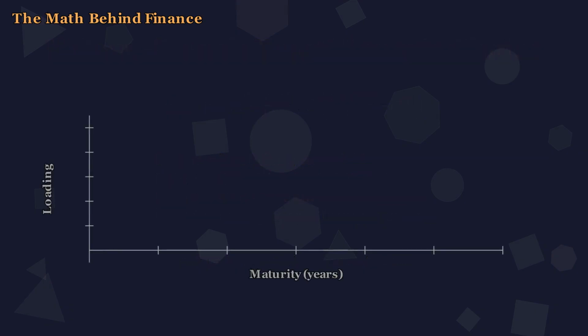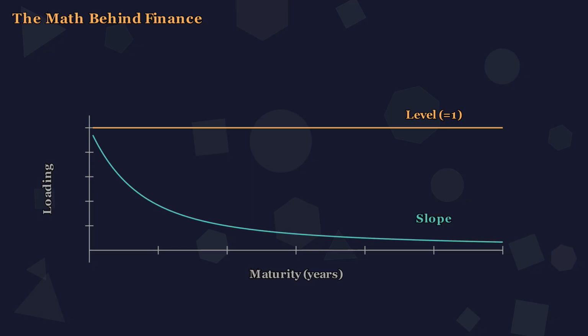Here are the 3 loading functions. The level loading is simply 1, constant across all maturities. The slope loading starts at 1 and decays to 0. It affects short maturities more than long ones. The curvature loading starts at 0, rises to a hump, then falls back to 0. It only affects the middle of the curve.